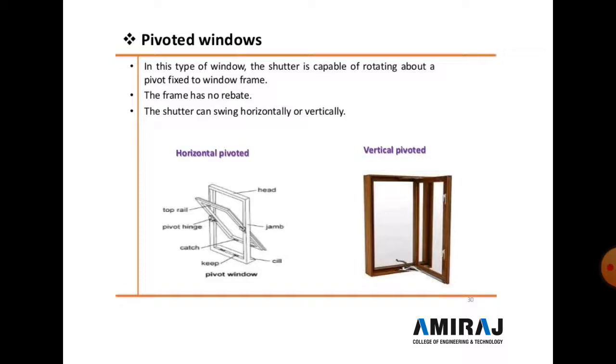Here both types of pivoted window are provided. With a horizontal pivot, the pivot is provided horizontally and the window shutter rotates horizontally. With a vertical pivot, the pivot is provided vertically and the window opens in a vertical face only. One of the disadvantages of this type of window is that a full opening of the window shutter is not given in a pivot window.